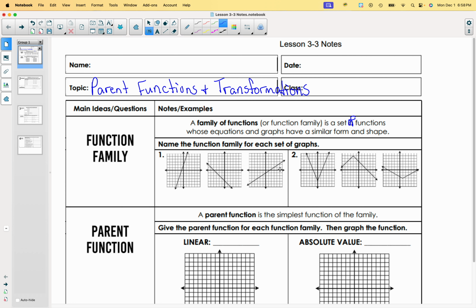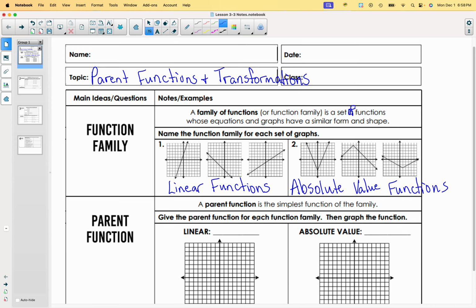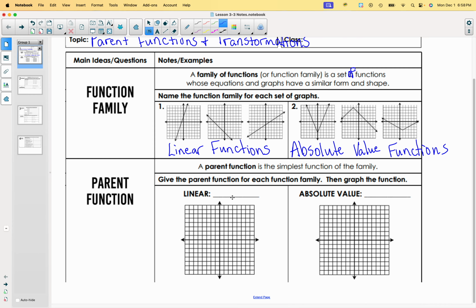So when you look at the first three, you see they're lines. So these are linear functions. And when a graph has a V shape, you should recognize right away, we've talked about these. These are absolute value functions. A parent function is the simplest function of the family. So give the parent function for each function family, then graph the function.